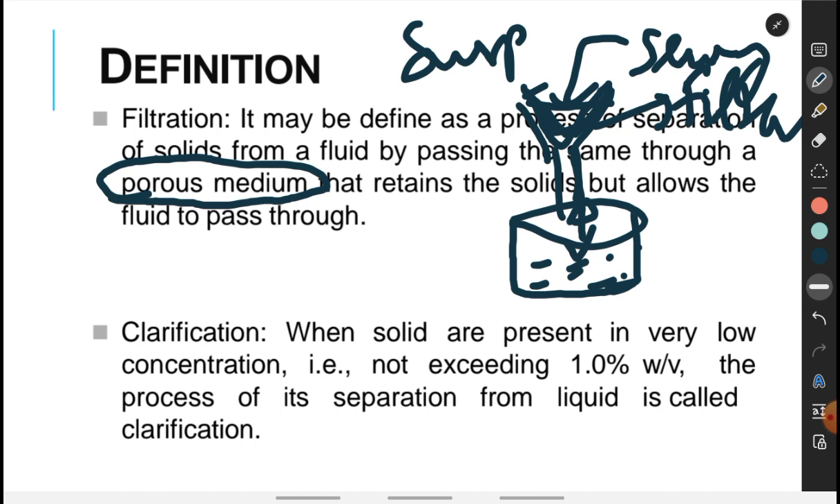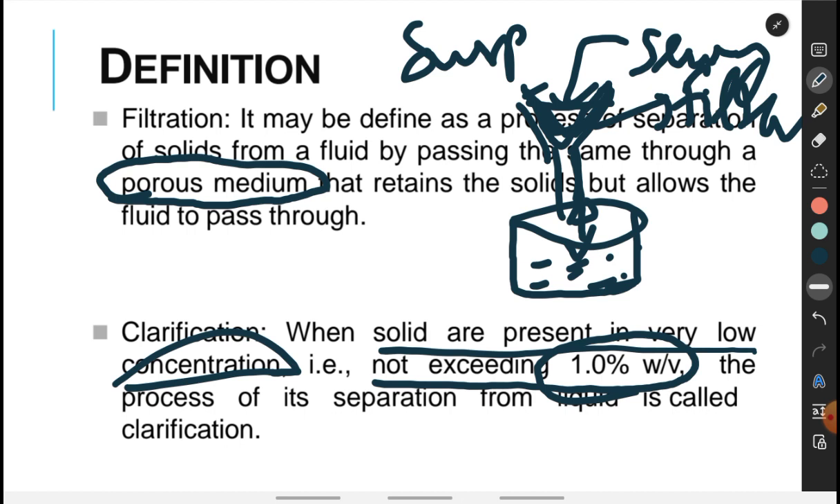Next, another term is clarification. So, what is clarification? It is a separation process of solid from liquid when the solid is present in very low concentration, not exceeding 1% weight by volume. Basically here the solid is present in very low concentration, not more than 1% weight by volume.